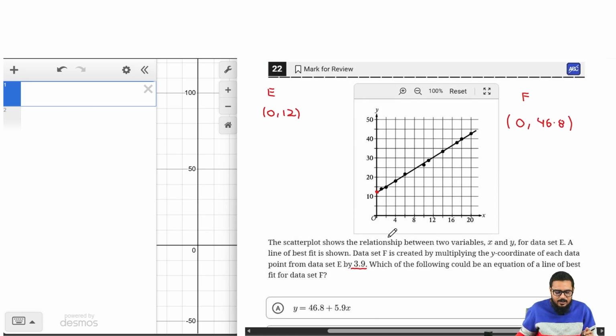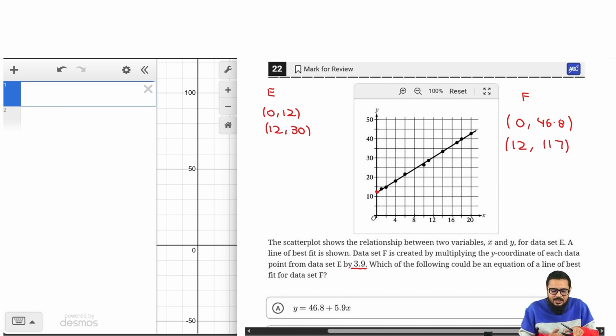Okay, now let's have a look at another coordinate. If you're trying to do this question manually, I would love to take another coordinate. Which one of them is the finest one? So I can see another one. This is 12, 30 for data set E. x is 12, y is 30. But since every y value is getting multiplied by 3.9, I'm going to multiply 30 by 3.9 and see the new value of y. 30 times 3.9, I'm getting this as 117, right?